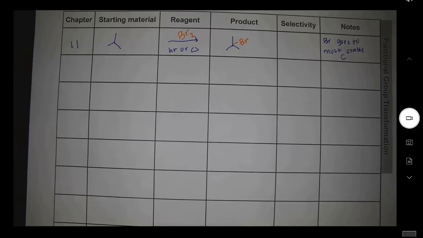So the chlorine will go to several different places, and it can really go to any one. I only had 2 products on that line above just because the molecule had symmetry to it. But if it was asymmetric, then it would go to any of the positions there. For bromine, it's going to go to the most stable one.